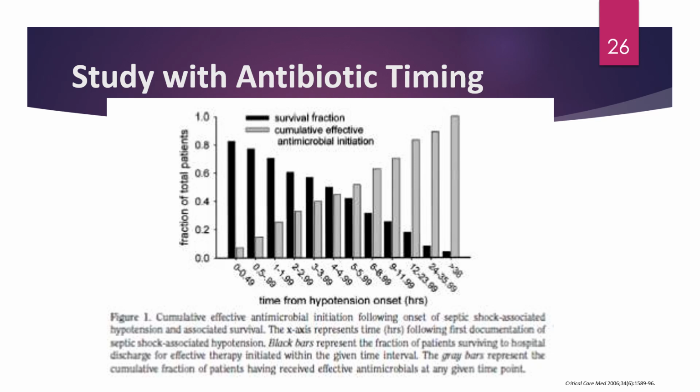So what this chart shows is the time of hypotension onset on the x-axis versus the fraction of the total patients on the y-axis, and what their survival fractions were compared to getting antimicrobials initiated. And what they found in this particular study was that with every 1 hour that went by where a patient did not get antibiotics, there was an 8% increase in mortality.